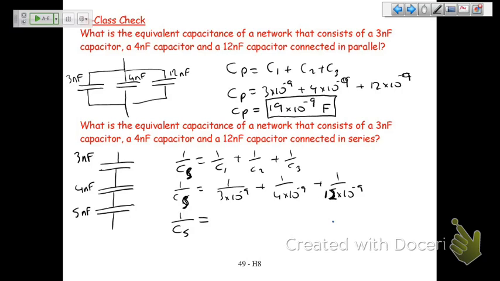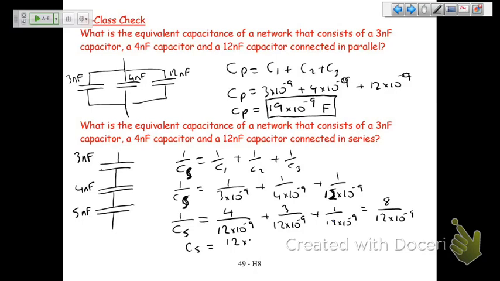1 over 3 plus 1 over 4 plus 1 over 12. That's going to be 4 over 12 times 10 to the minus 9 plus 3 over 12 times 10 to the minus 9 plus 1 over 12 times 10 to the minus 9, which equals, 4 and 3 makes 7, that makes 8 over 12 times 10 to the minus 9. So C series is equal to 12 times 10 to the minus 9 over 8. You've got to flip it, which equals 1.5 times 10 to the minus 9 farads.